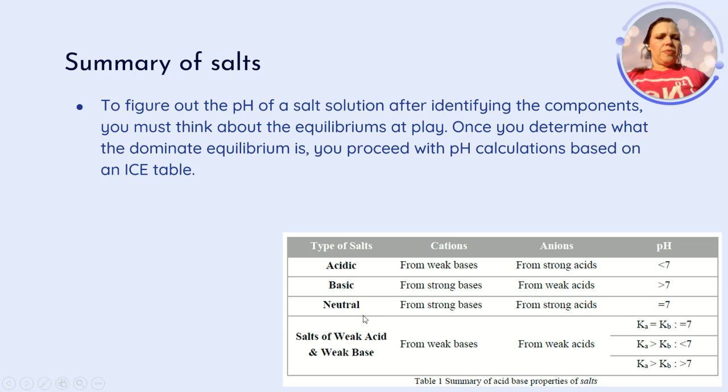Okay? And then for salts of a weak acid and a weak base, you would just think about what Ka or Kb dominates. So if your Ka is greater than your Kb, then the acid is stronger, right? And so the pH is going to be less than 7. The acid is stronger, so it's going to have the weaker conjugate base, and the base is weaker, so it's going to have the stronger conjugate acid. And so that'll be acidic, and then vice versa.